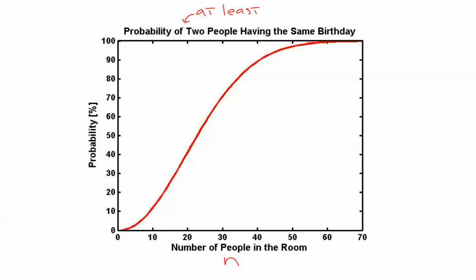So, if we look here at n equals 50, we can see that the probability is pretty high that at least 2 people will have the same birthday. Looks to me like it's about 96–97%. And moreover, if we get a room with 60 to 70 people in there at the same time, the probability approaches very nearly 100% that at least 2 people will have the same birthday.